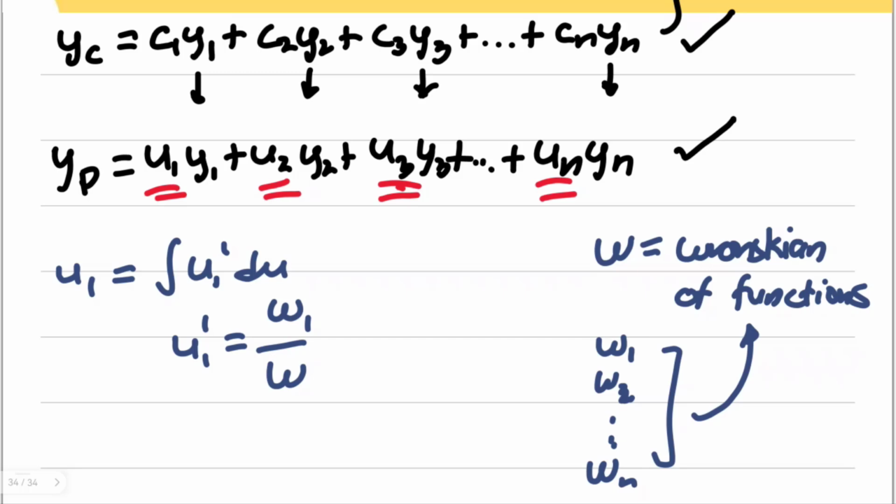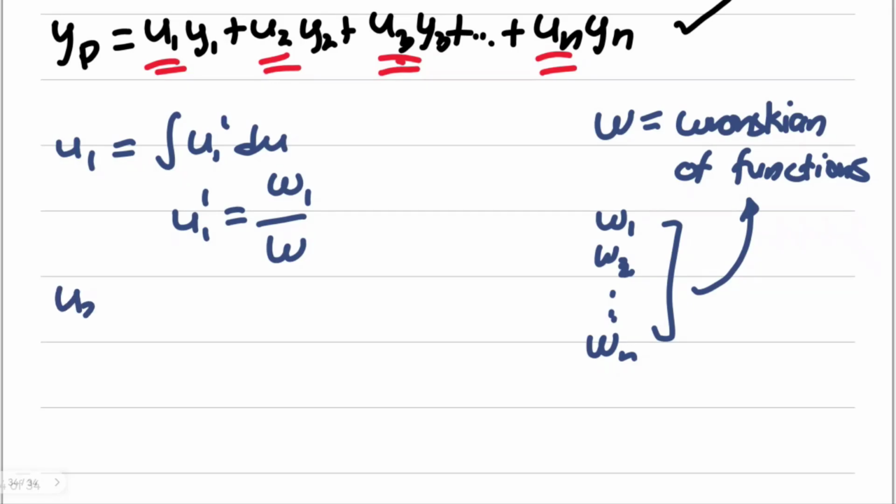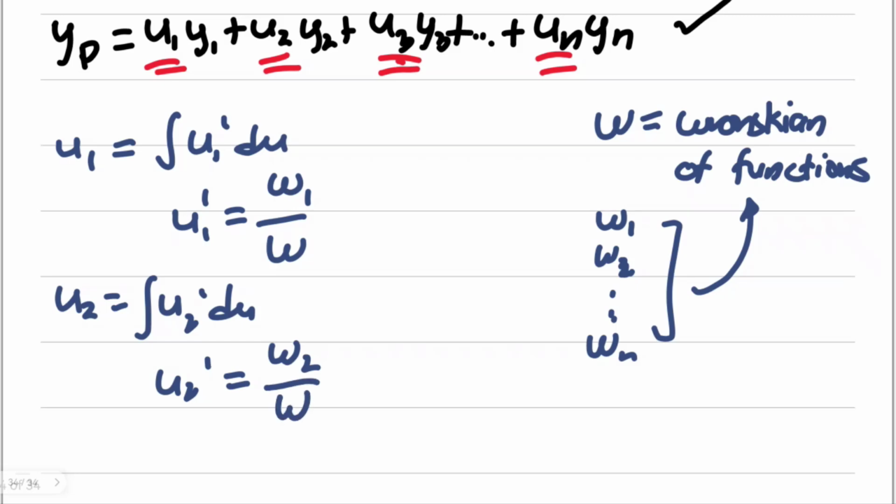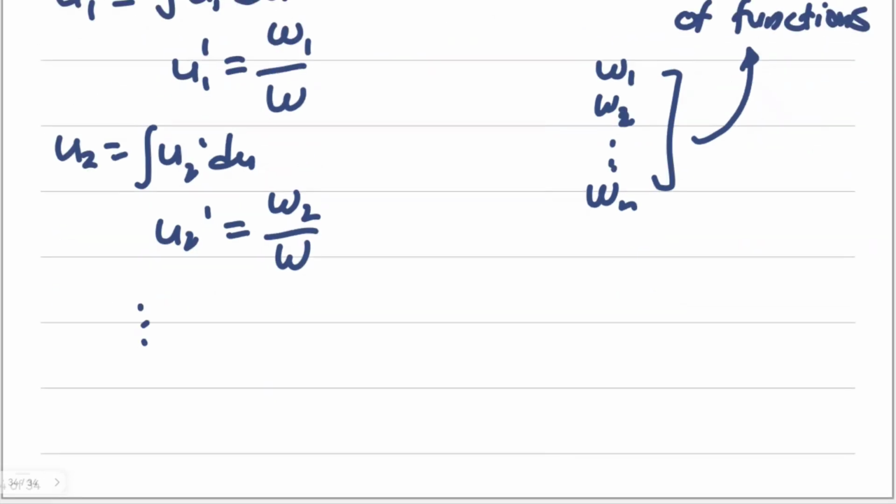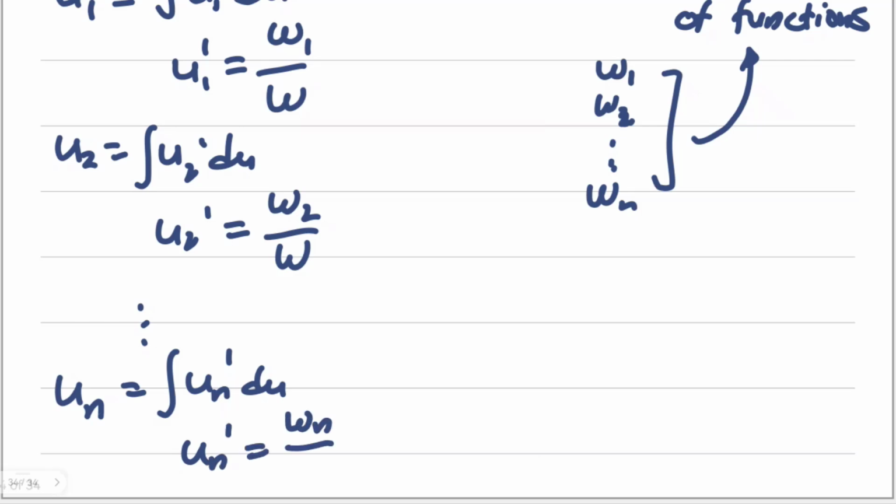Of course, this is also true for u sub 2. It's the integral of u sub 2 prime du, where u sub 2 prime is again the ratio of the Wronskian sub 2 and the original Wronskian. So it works for all u sub n, with the integral of u sub n prime du, where u sub n prime is the ratio of W sub n over your W, which are actually Wronskians. That's why we have here the Wronskian of functions.